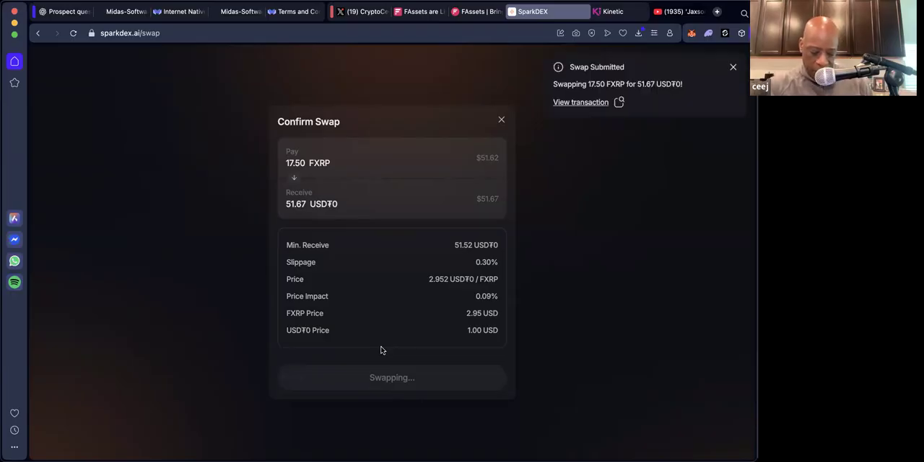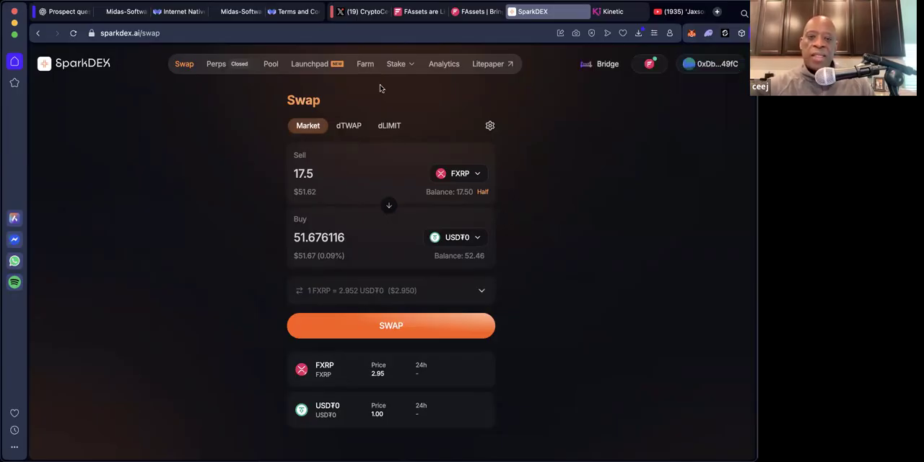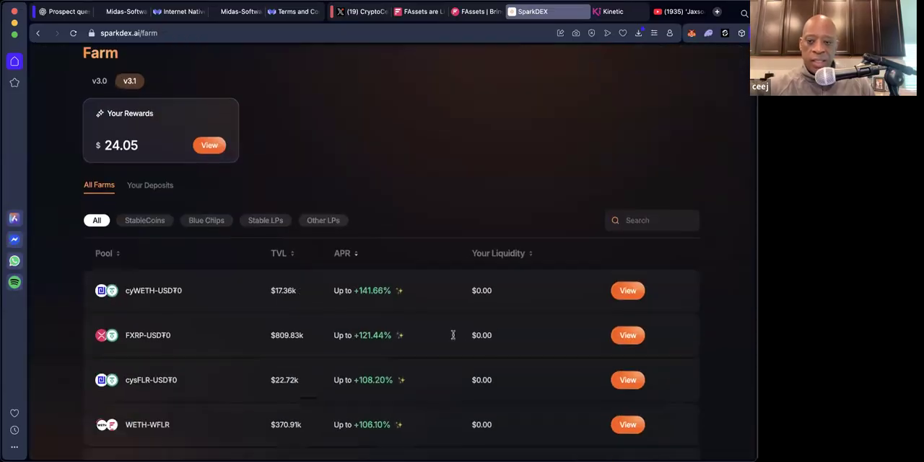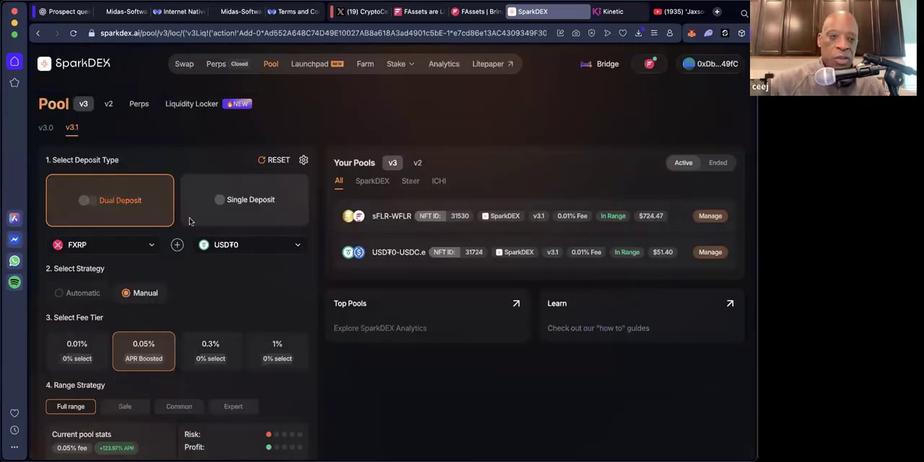So that and swapping succeeded. 17 FXRP for $51 in USDT0. It's a done deal. And then you can go back to farm if you like, or you can go view it again. Then you can hit add, or you could have gone directly to the pool. So it is right there.